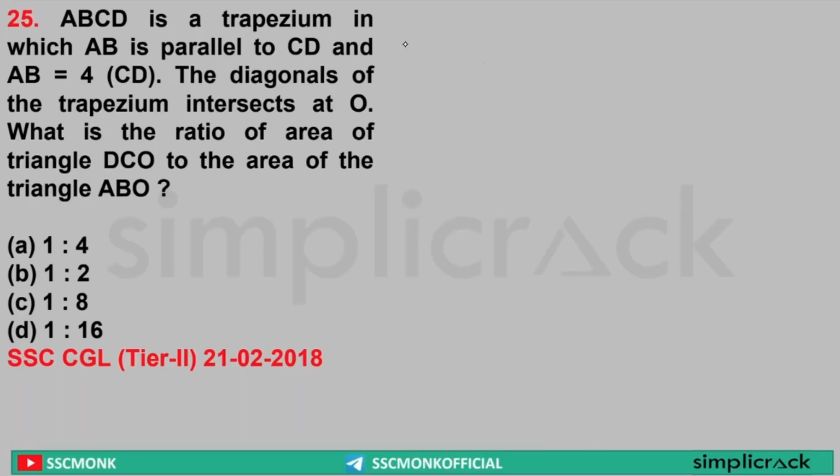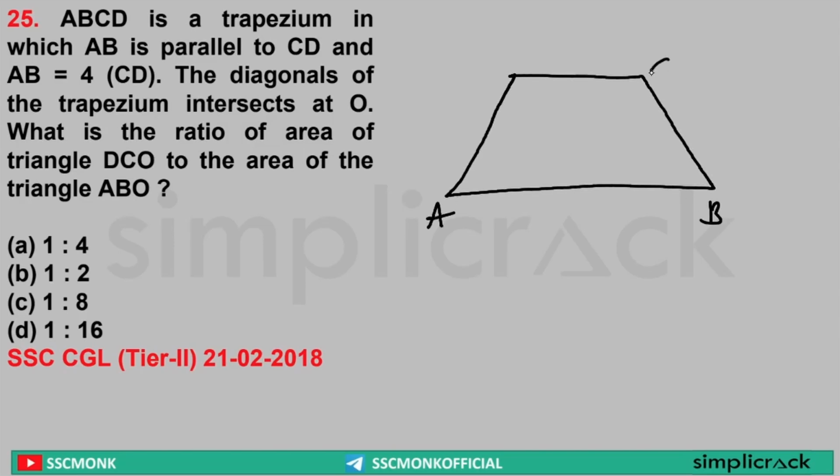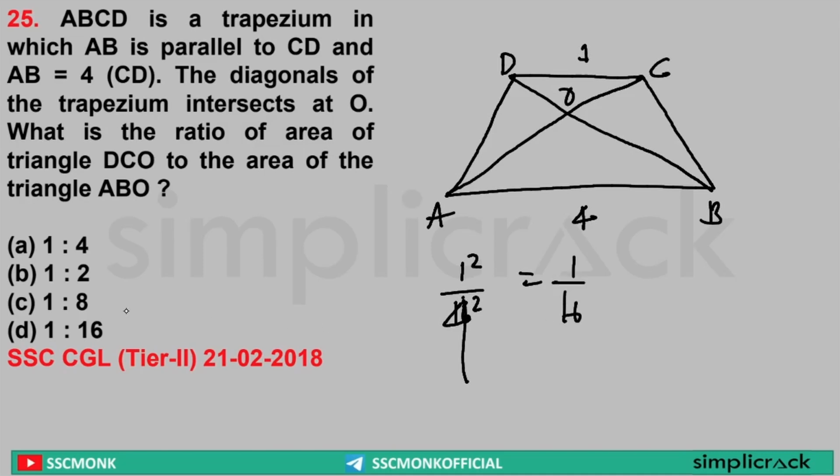Clear? Next. Now this is an interesting question. It is saying ABCD is a trapezium, AB parallel to CD and AB is 4 times CD. So let's say the trapezium is like this. AB is higher. So this will be AB greater. This will be CD. If CD is 1, AB is 4. Now if AC and DE intersect each other at point O, triangle DOC to triangle ABO will be square of 1 by square of 4. Okay, so this will be square of 4, that is equal to 16. So this is 1 by 16. So ratio is equal to 1 by 16, like the previous question.